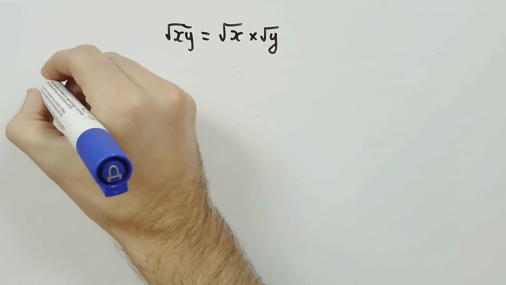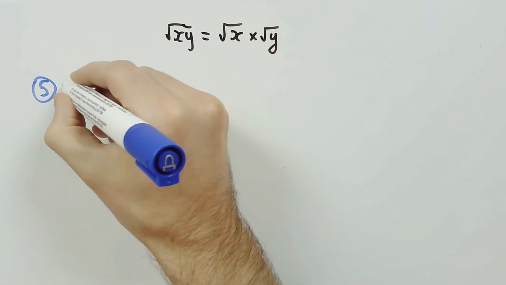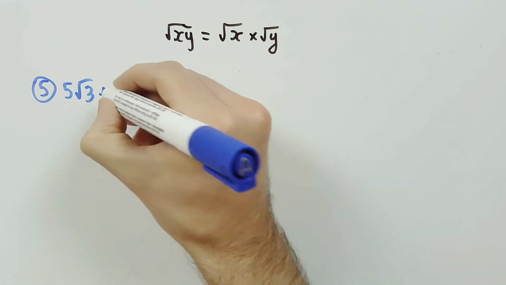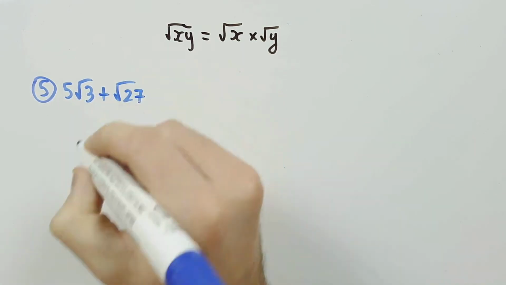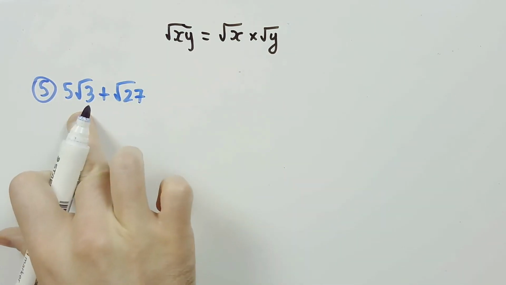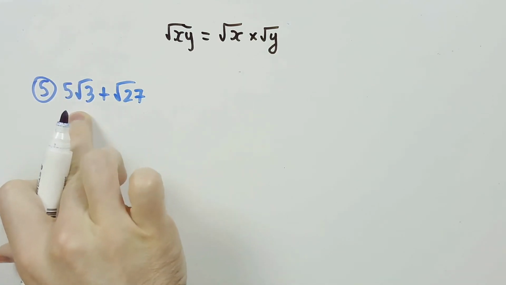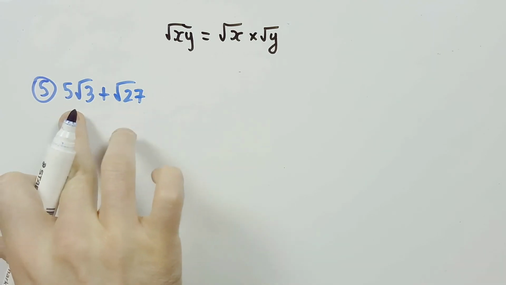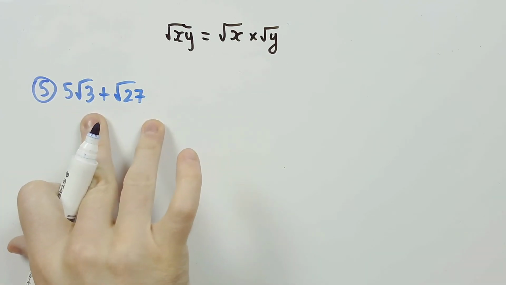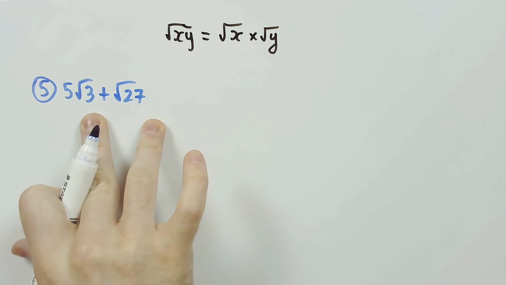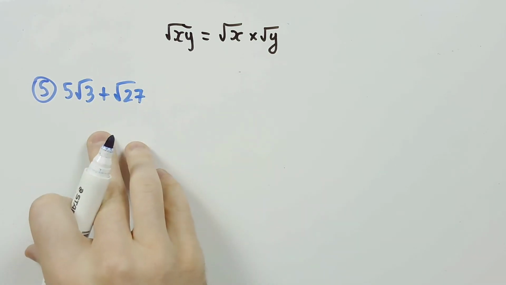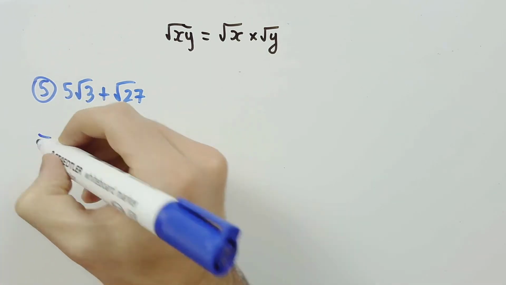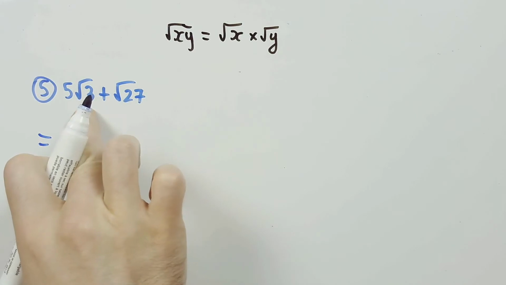So next one, question 5. Let's say 5 root 3 plus root 27. So in this case, 5 root 3 looks pretty simplified, but root 27 definitely isn't. So when you have 2 terms with different surds, it's a good idea to try and represent them both in terms of the same surd, so that you then can combine or do something with them. So let's try and represent root 27 in the form of root 3.